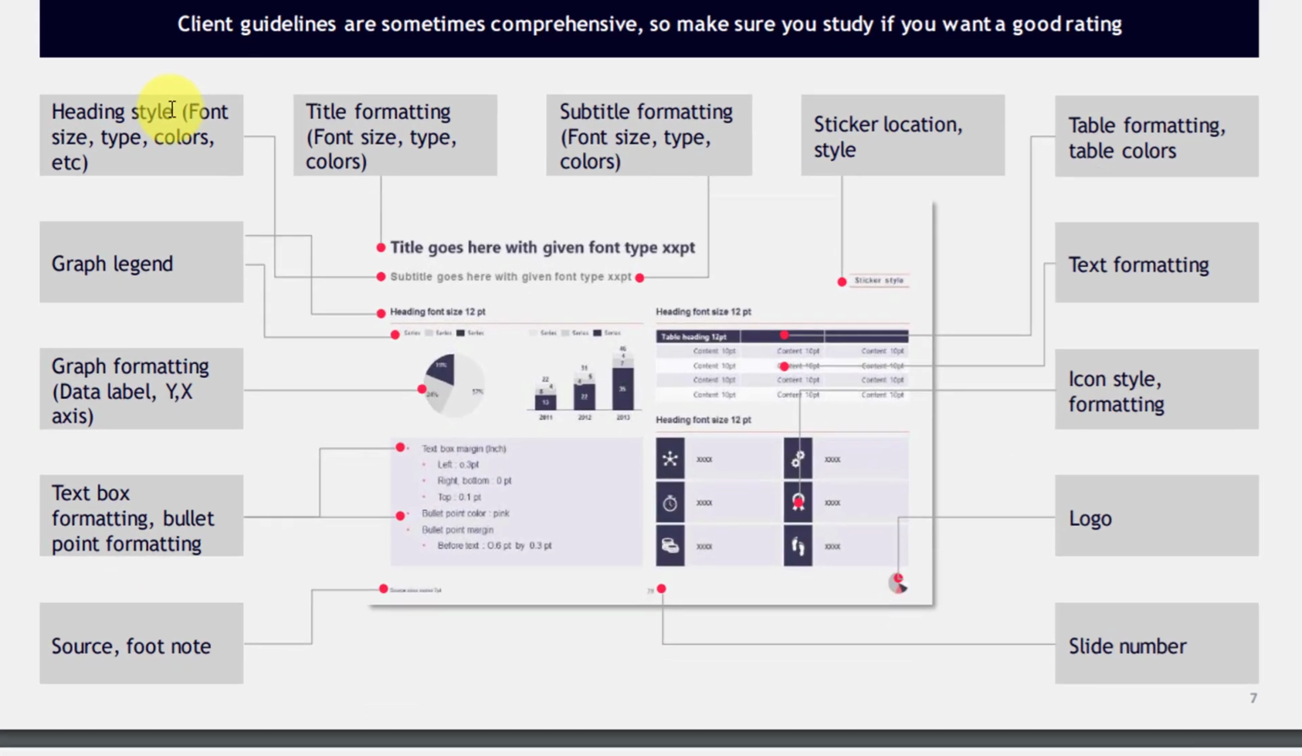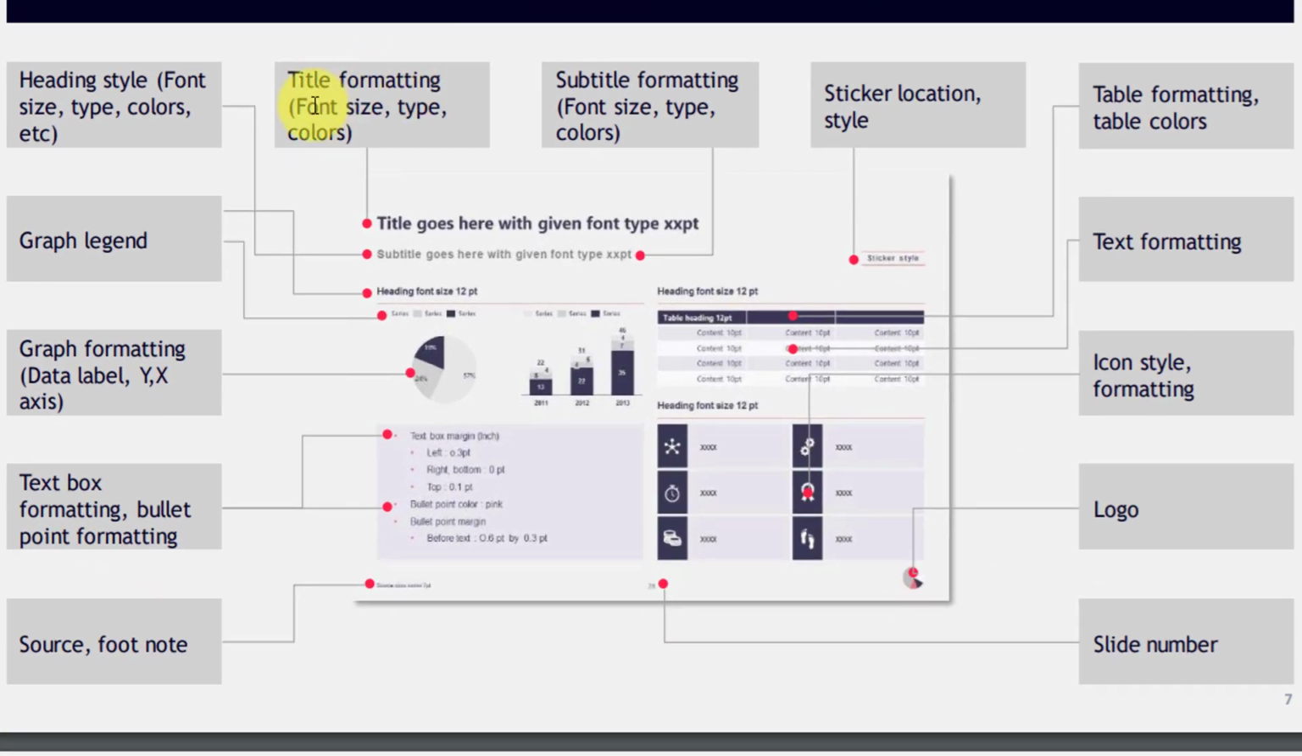Details can be like headline style, title formatting like font size, type, color, those things, subtitle formatting, sticker location, table formatting, text formatting, icon style and formatting, logo, where should be the logo, should it be on the top or on the left corner. These things you need to remember and maintain consistently on all the slides. Then slide number, where should it be, source and footnote, then text box formatting, bullet point formatting.